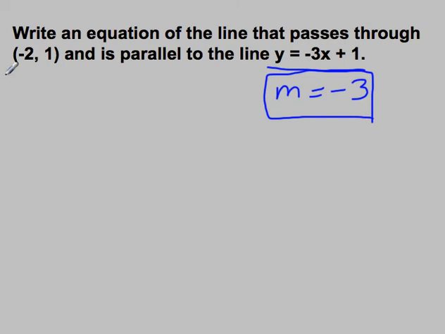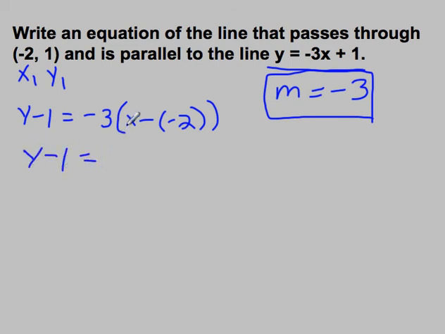So again, if my point is -2, 1, that's going to be my x1, y1, and I'm going to use a slope of -3. So to plug in, y minus 1 equals, my slope is -3 times x minus -2. Continue, y minus 1 equals, and again, I'm going to change these signs real quick. So now I have -3 times x is -3x. And -3 times +2 is -6. Now I'm going to add 1 to both sides.